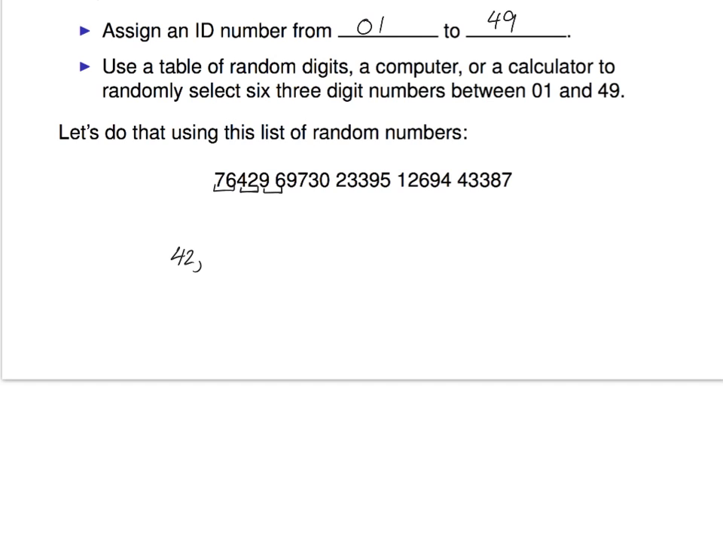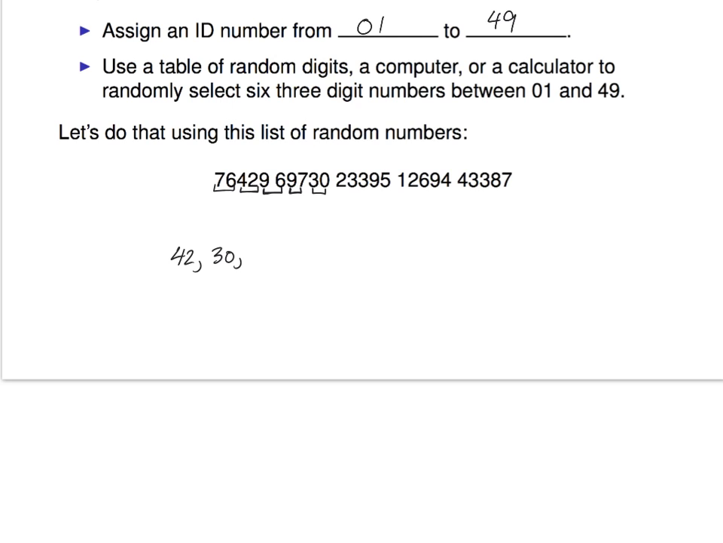The next 2 numbers would make 96. Toss it, right? The next 2 make 97. Toss it, don't use it. The next 2 make 30.